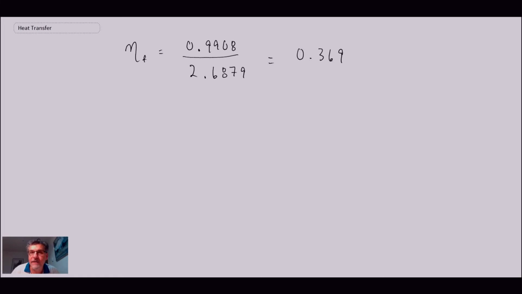And recall the fin efficiency was the heat removed by the fin divided by some theoretical max. So we said the fin efficiency was Q fin divided by some hypothetical maximum, that would be if the entire fin was at the base temperature. So from that equation, we can then evaluate the heat transfer from the fin as being the efficiency, the 37% efficiency, times that Q max. Q max, that is if the entire fin is at the base temperature.